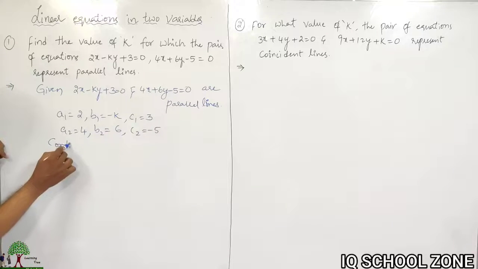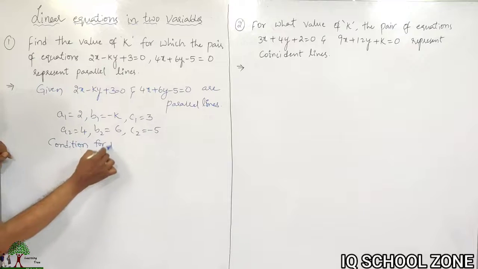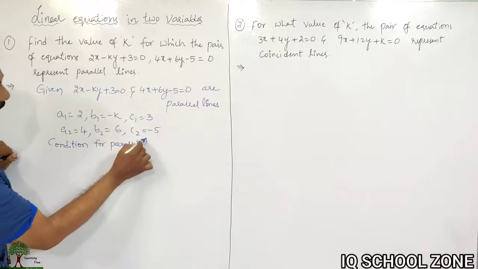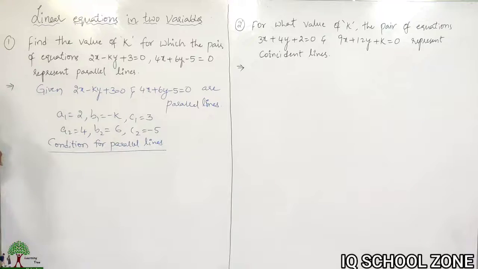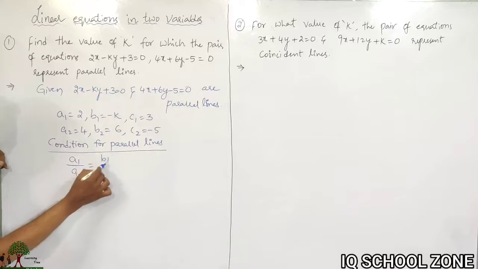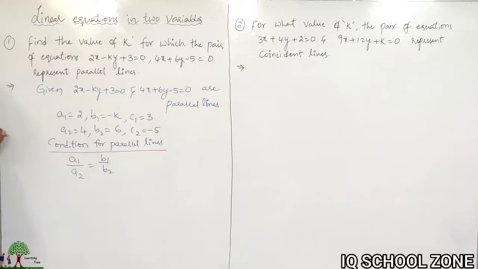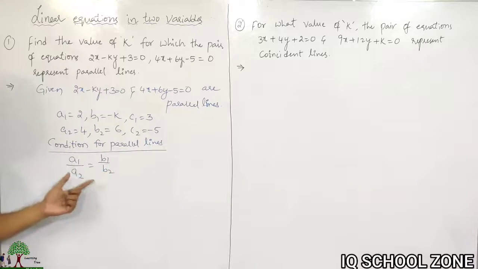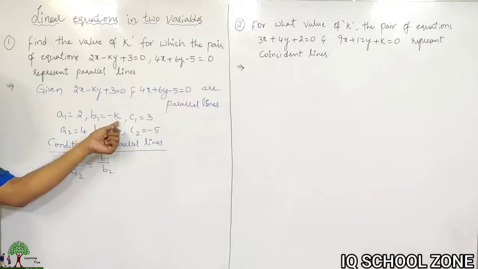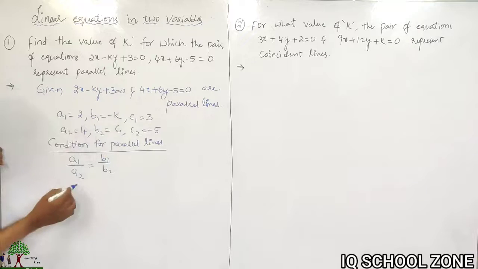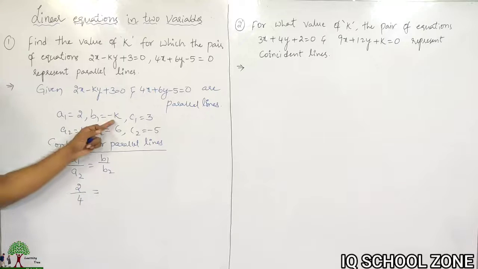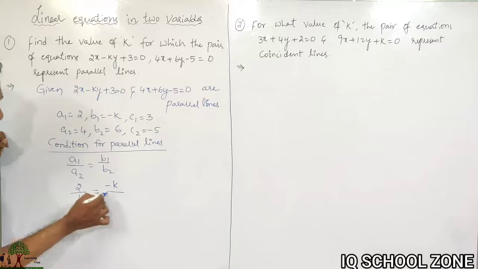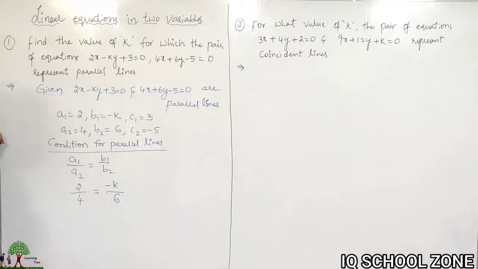So what is the condition for parallel lines? A1 by A2 is equal to B1 by B2 not equal to C1 by C2. We don't need the not equal to part here. If these two are equal, we will find the value of the missing number k. What is A1 here? A1 is 2 divided by A2 which is 4, equals B1 which is minus k divided by B2 which is 6.